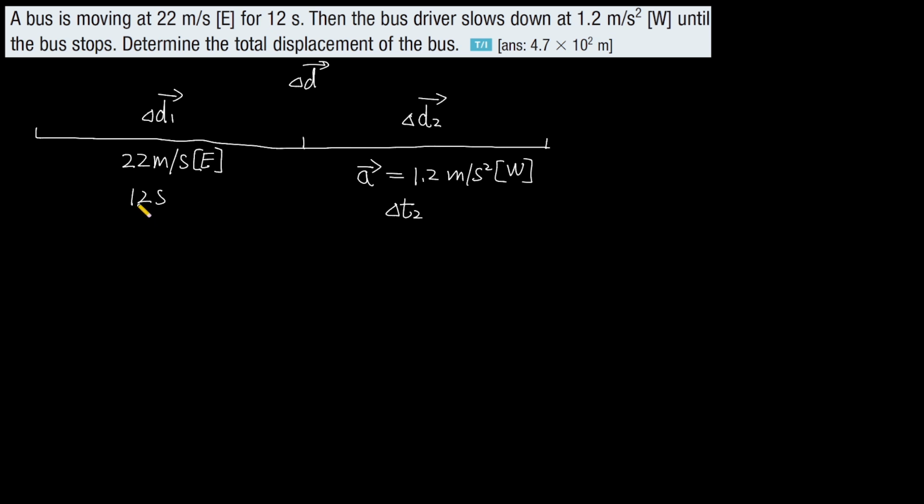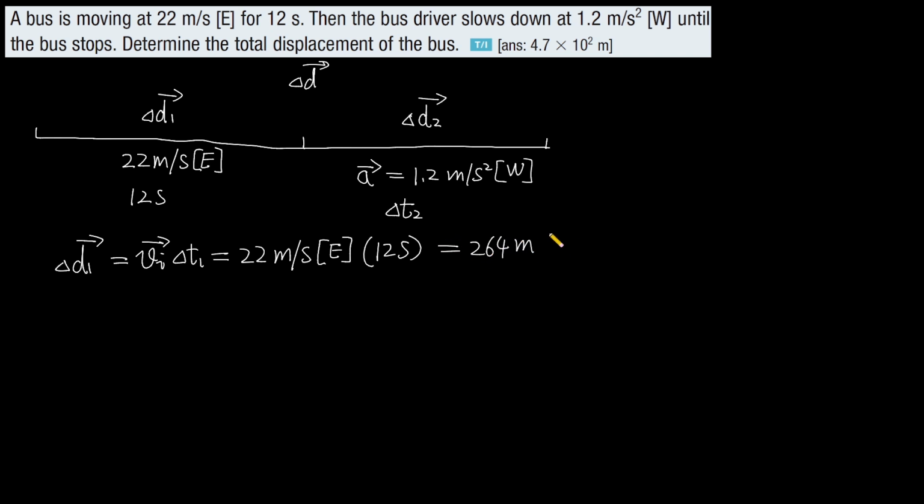First we find displacement 1. Displacement 1 equals the initial velocity multiplied by the time interval delta t1, 12 seconds. So this equals 22 meters per second east multiplied by 12 seconds, and this equals 264 meters east.